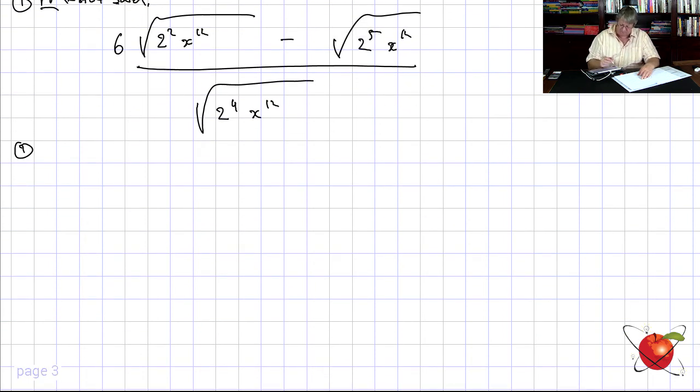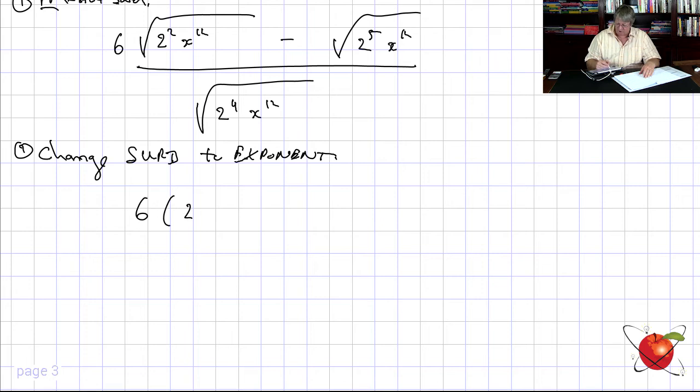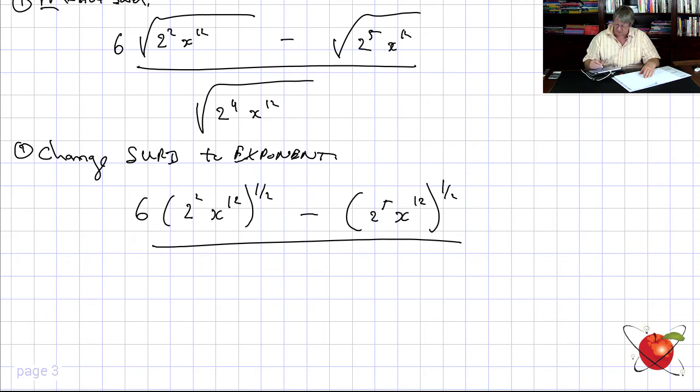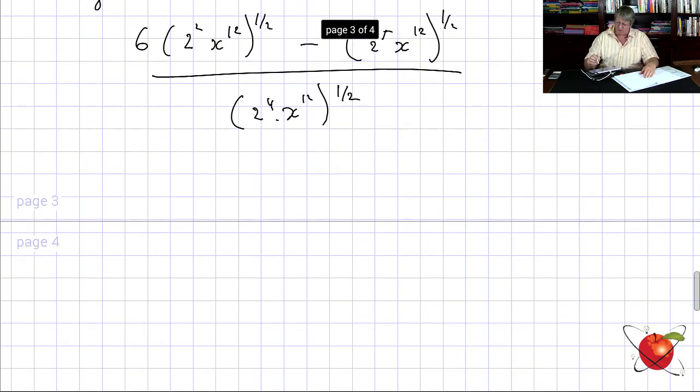Step 2, okay, change surd to exponent. Therefore, that is 6 times 2 squared x to the 12 to the power of a half minus 2 to the 5 x to the 12 all to the half. Next is 2 to the 4 x to the 12 to the power of a half. All we've done there is we've just changed it into exponential, right? Why? Well, so that I can work with it.